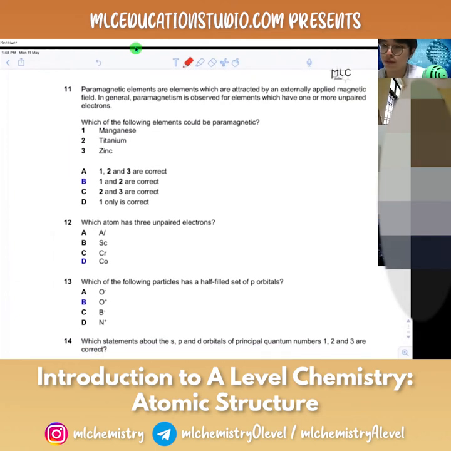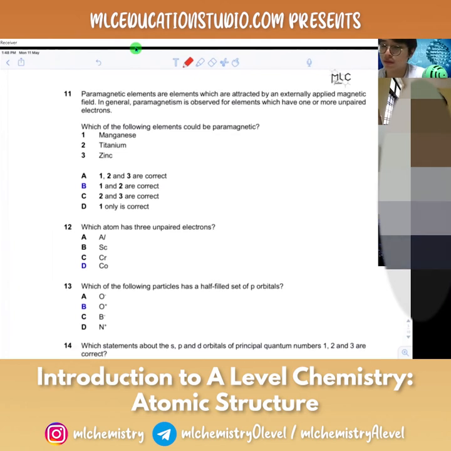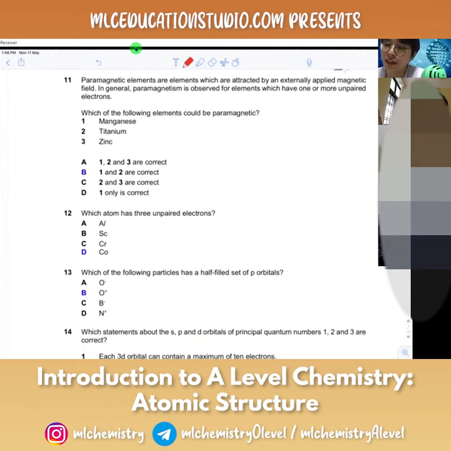But for aluminium, I thought it also has 3 unpaired electrons for question 12. Tell me the configuration for aluminium. 1s2, 2s2, 2p6, 3s2, 3p2, 3p3.